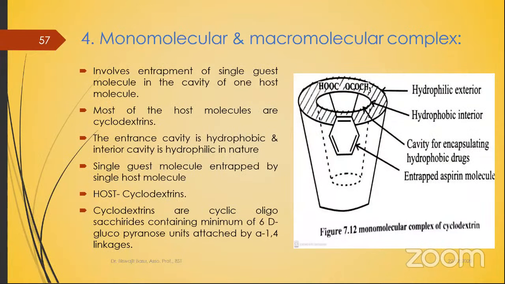Next, the last one, that is monomolecular inclusion complex. It is very much important. Monomolecular inclusion complex. Okay, so what is that? It involves the entrapment of a single guest molecule in the cavity of one host molecule. Look at that figure. This is an example of a monomolecular complex, which is known as cyclodextrin.